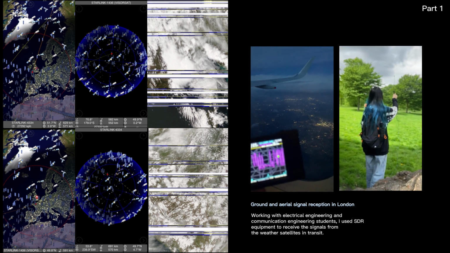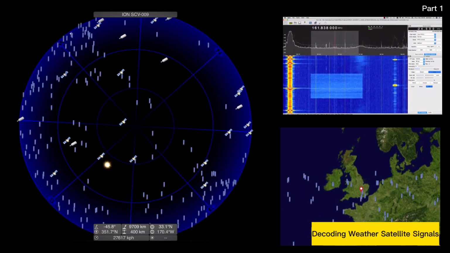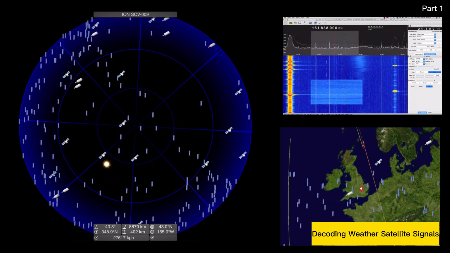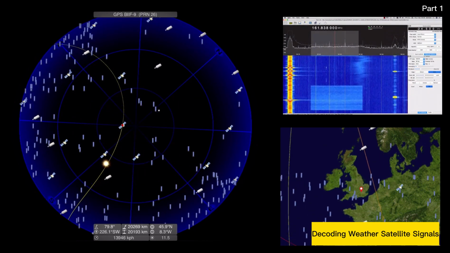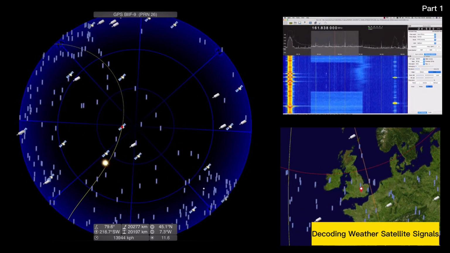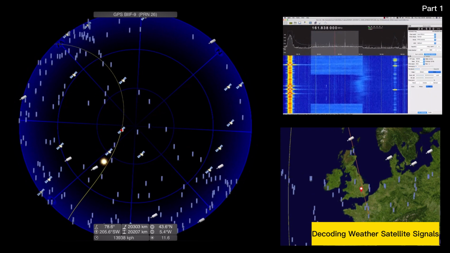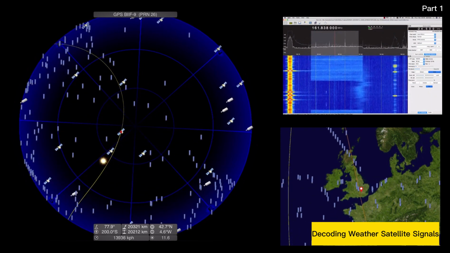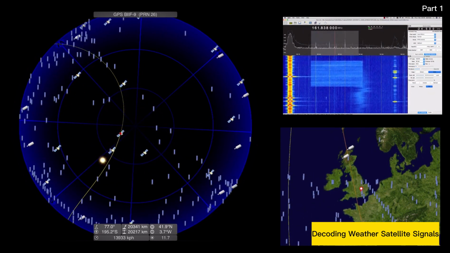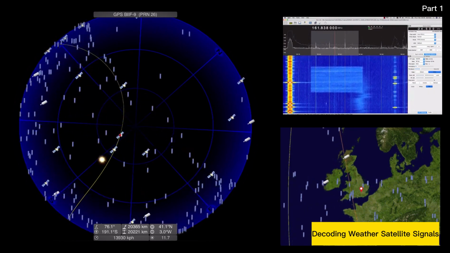To make this installation, I had a 4-part practice. Part 1 is the ground and aerial signal reception in London. Working with electrical engineering and communication engineering students, I used SDR equipment to receive the signals from the weather satellites in transit. Now decoding weather satellite signals.